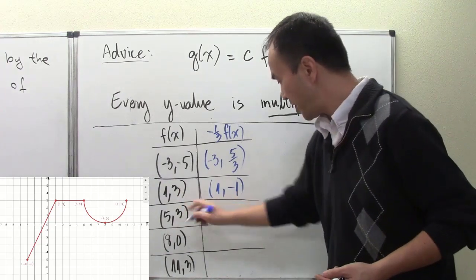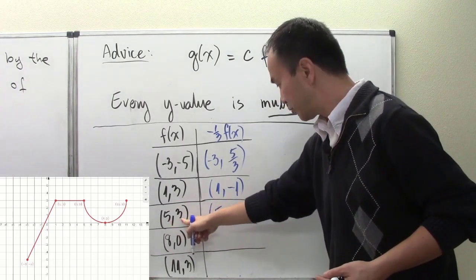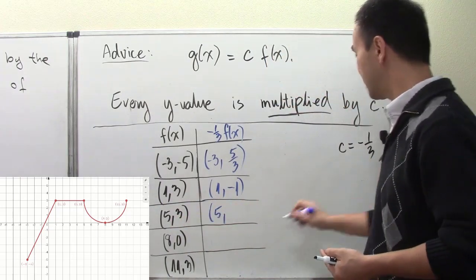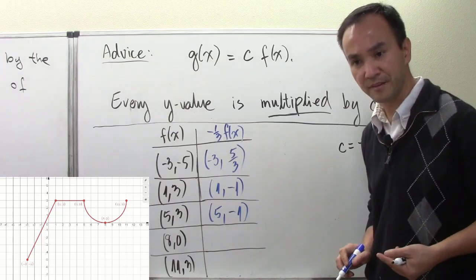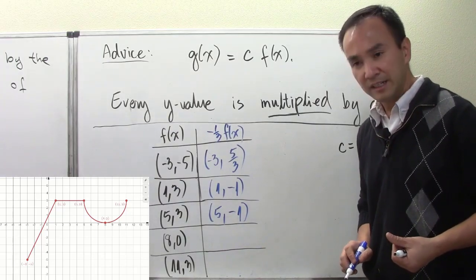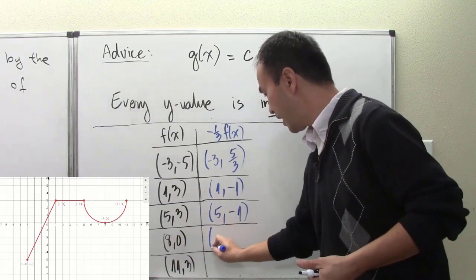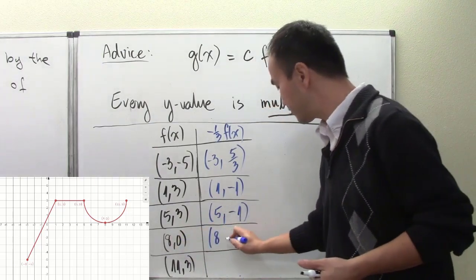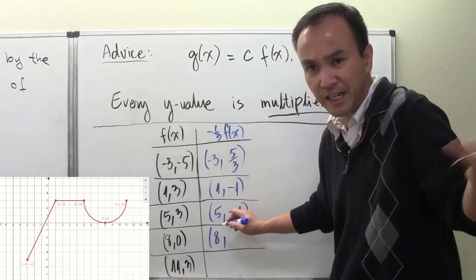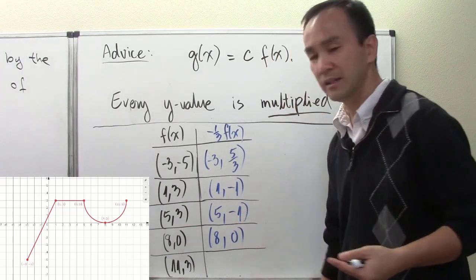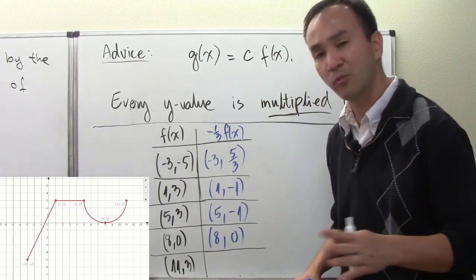Okay, the next point down, 5 stays the same because it's the x value. 3 times -1/3 gives me -1 again. And then 8 comma 0. 8 stays the same. 0 is multiplied with -1/3, but wait a minute, 0 times anything is 0. So it seems like that point stays exactly in the same spot. All right, so don't worry about it.